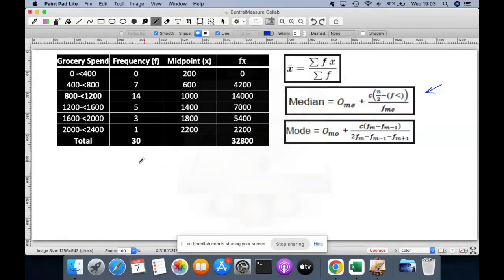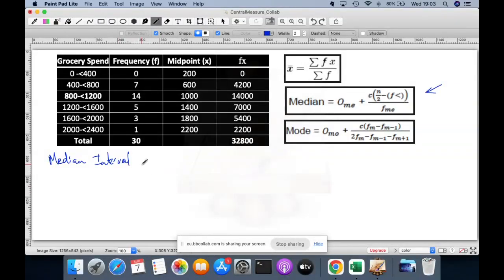Now for the median, because the data is grouped, we have to follow this formula to work it out. And the first thing you need to do before you even start looking at what the values are in the equation is identify what is your median interval. I'll write that down, your median interval. I'll explain what that means in a second.